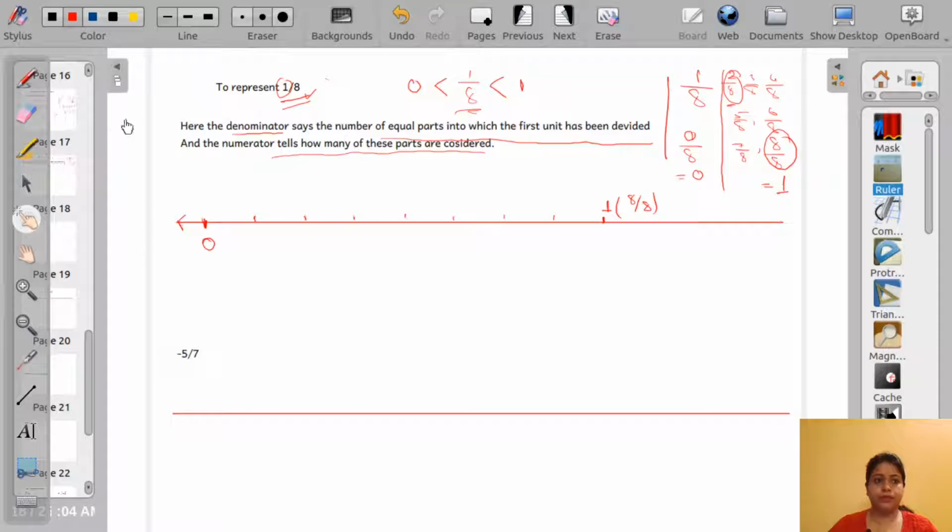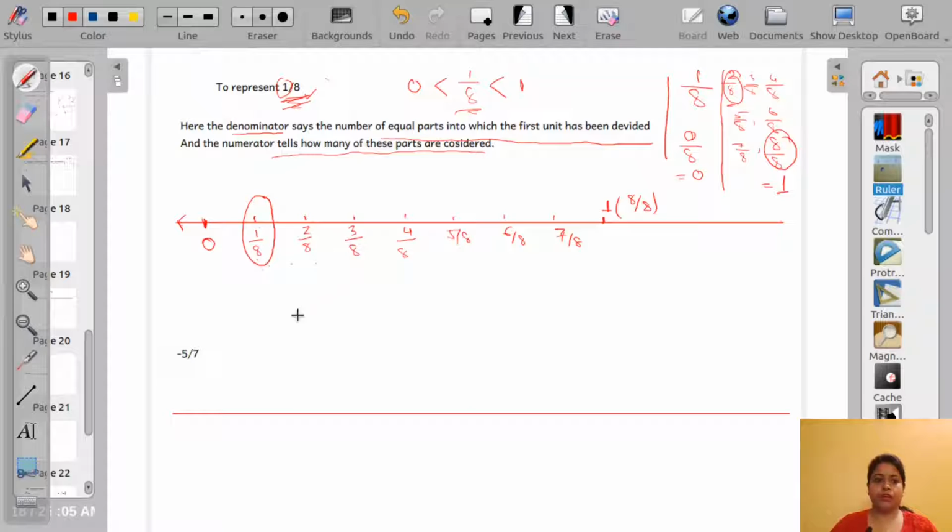So the first point we can write as 0. After 0 it is 1 by 8. This is 2 by 8, 3 by 8, 4 by 8, 5 by 8, 6 by 8, 7 by 8, and this is 1, that is 8 by 8. So we have got these rational numbers between 0 and 1. Now 1 by 8 we have to represent, so we will circle over here. This point is 1 by 8 on the number line.